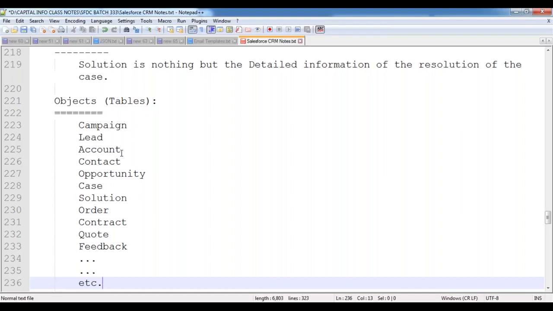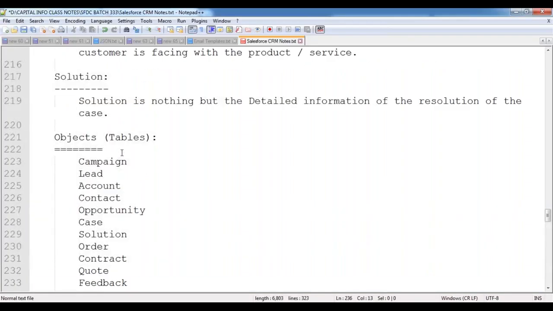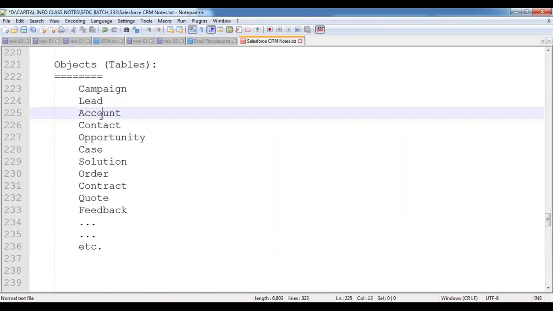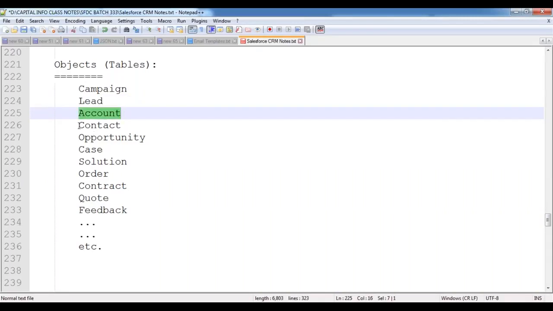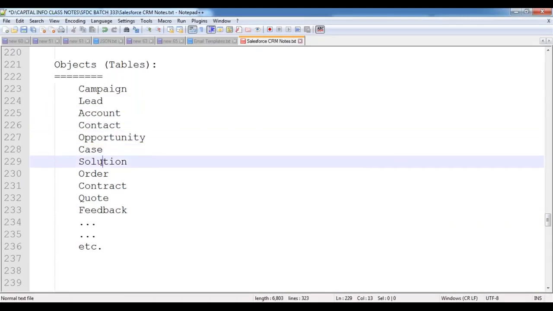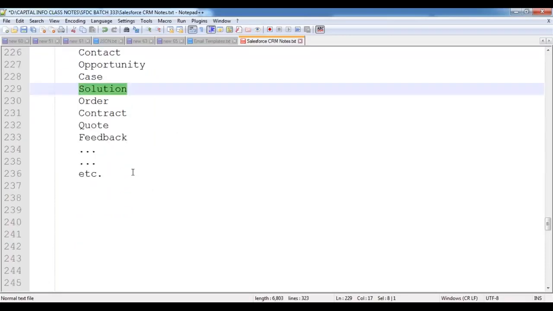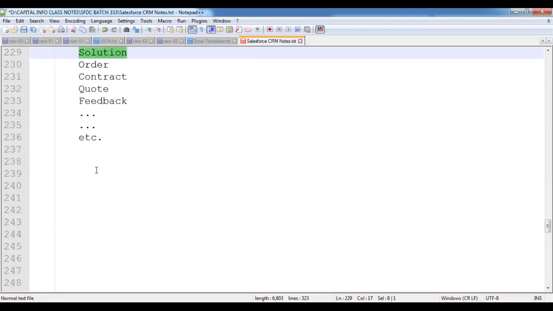Now, this is the concept of the CRM process and CRM terminology. These are the various terms or vocabulary that we are using as part of Salesforce CRM. You should know each and every object: campaign, lead, account, contact, opportunity, case, solution. You will be aware of all these things. These are the various objects available right now.